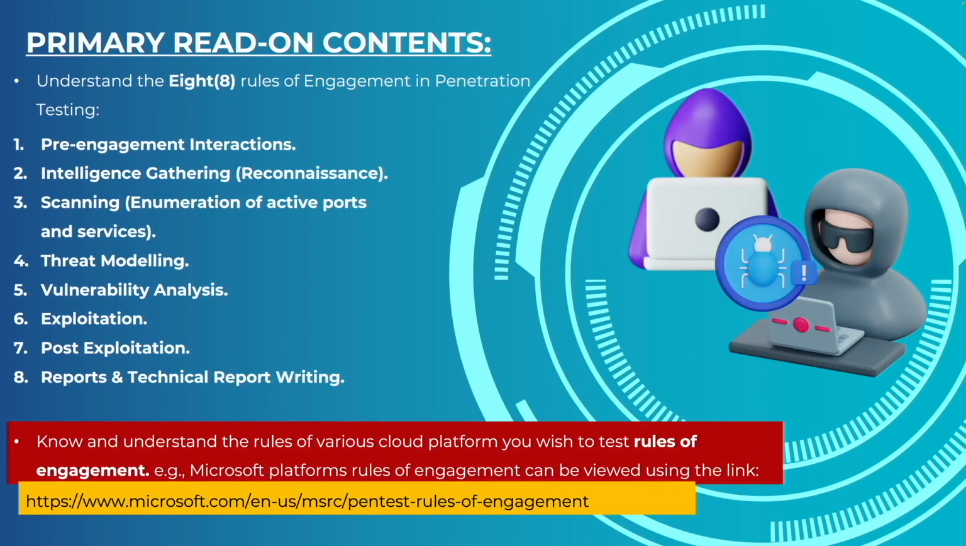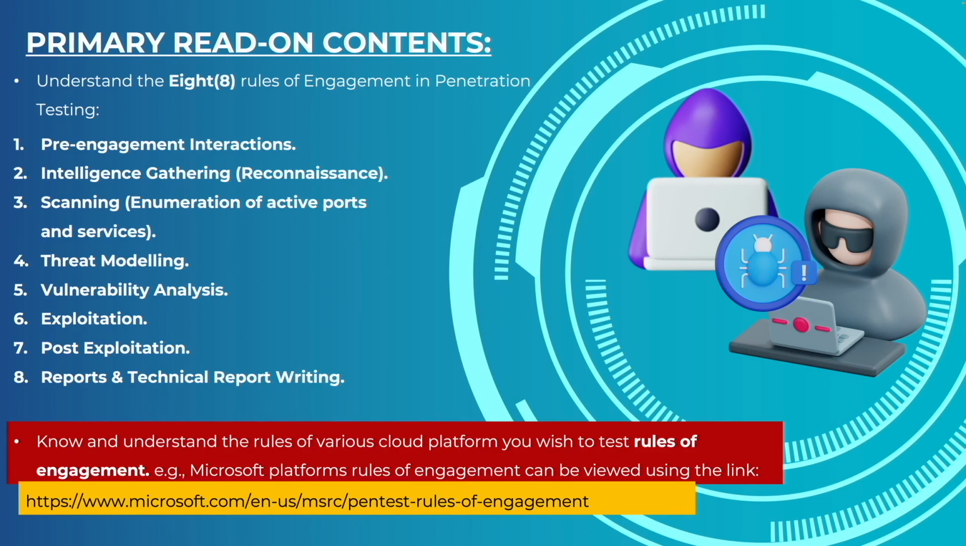Next, you should understand the 8 rules of engagement. This applies not just as a pen tester, but also as a bug bounty hunter. Generally, it focuses more on the pen tester's career journey in cybersecurity. So the pre-engagement interaction is where you discuss. This is where you define the scope of work, the statement of work, and you also sign agreements and terms and conditions. Next, you should understand intelligence gathering.